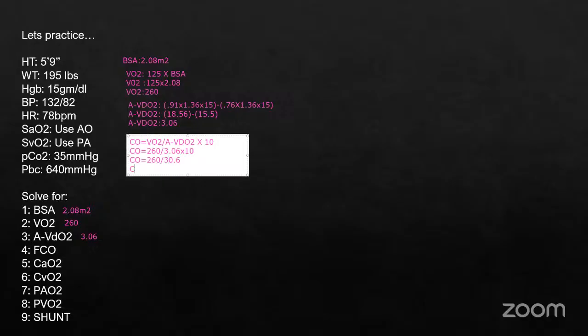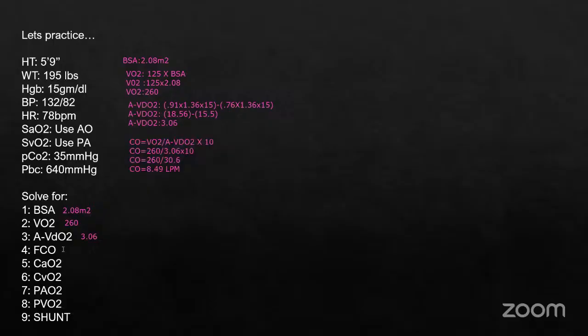I resolve one more time, cardiac output equals, so I'm going to go ahead and use the calculator, 260 divided by 30.6. That's going to be 8.49. You might say, okay, it's 8.4967, just leave it at 8.49. And what are my units for cardiac output? Liters per minute. Okay, so I'm going to come back here and write 8.49 liters per minute.